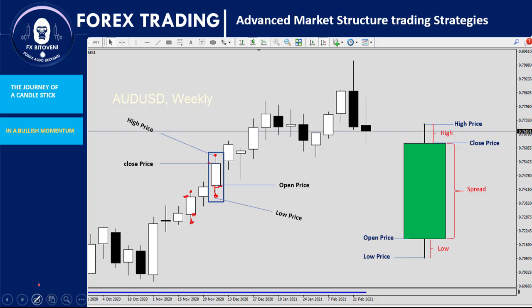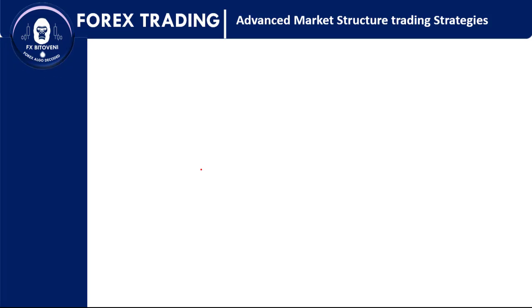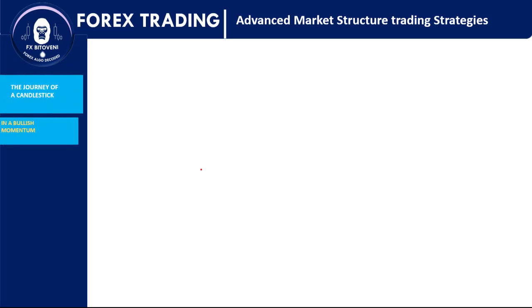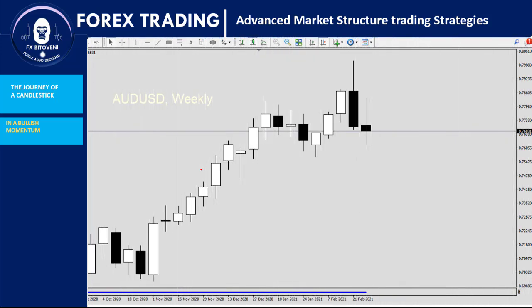Now, we know what we are going to focus on. Now, what are we going to do? Here is what we are going to do right now. Put a vertical line in the middle of each candle. This is the candlestick. Put a vertical line in the middle of each candle.